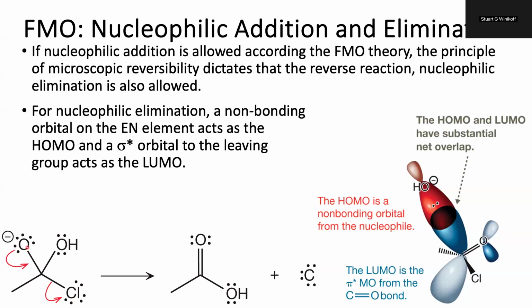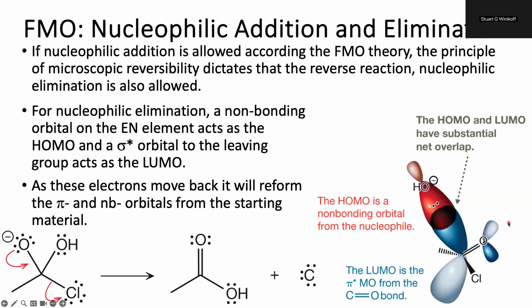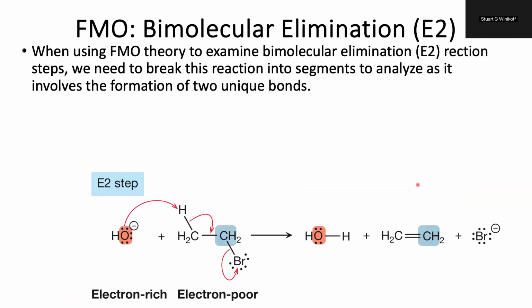So as that electron moves back over, the electrons are going to move from that occupied orbital, interact with the p component of that antibonding orbital, pushing off my leaving group. So walking that whole process in reverse. And again, as these electrons move back, I'm going to reform that pi bonding orbital and then that non-bonding orbital again on my original nucleophile.